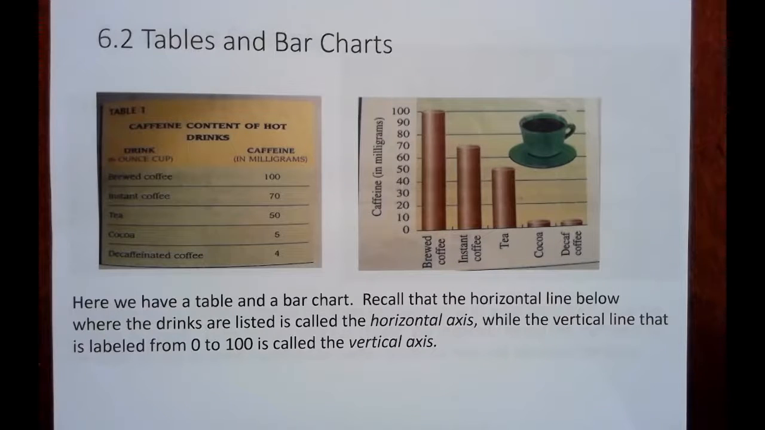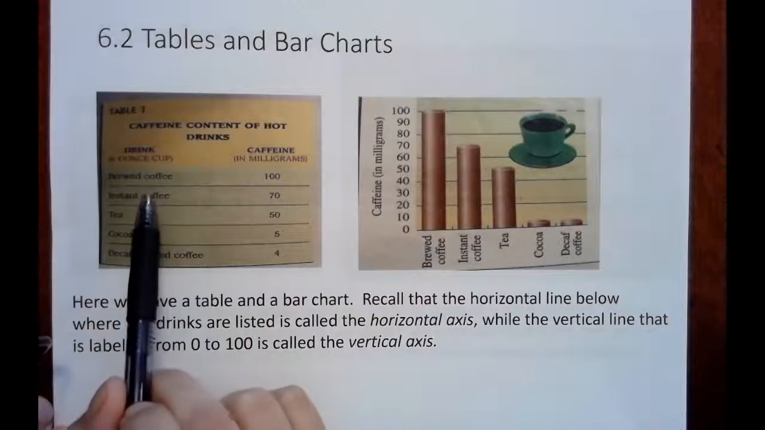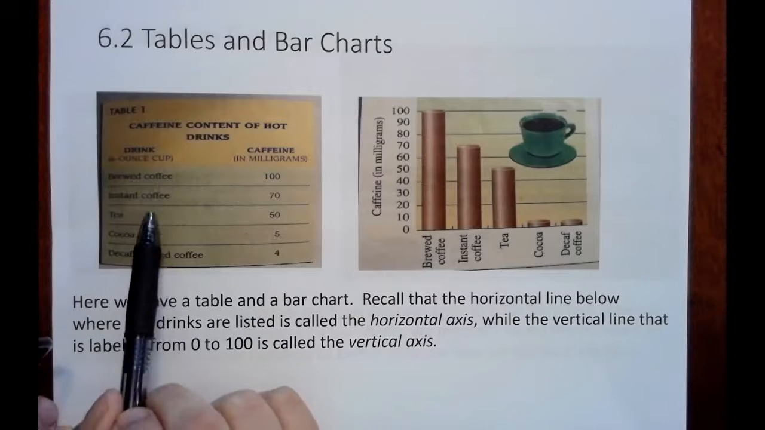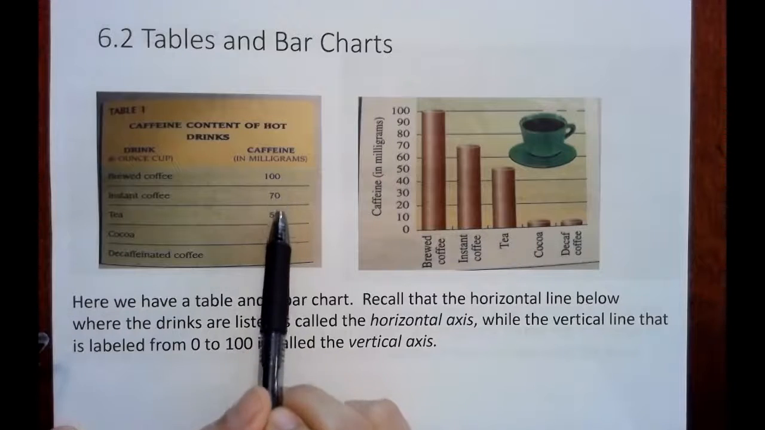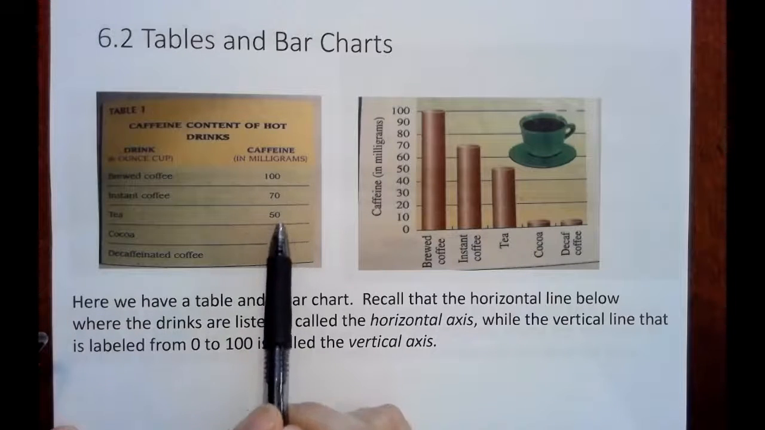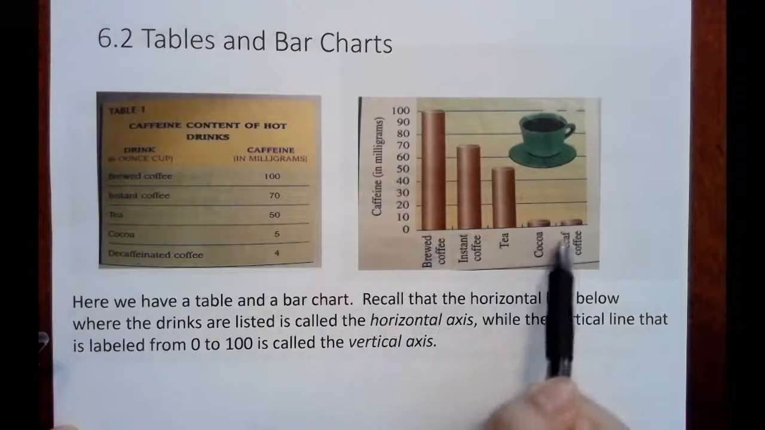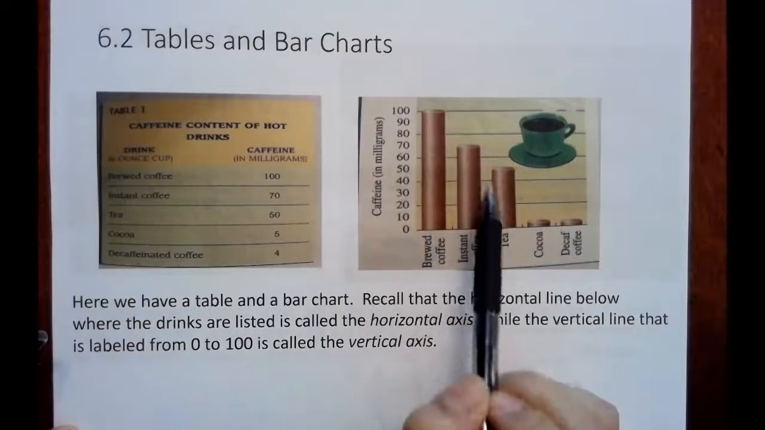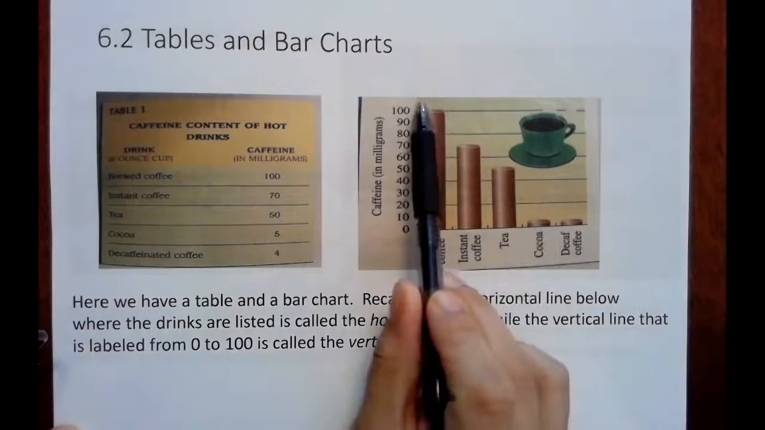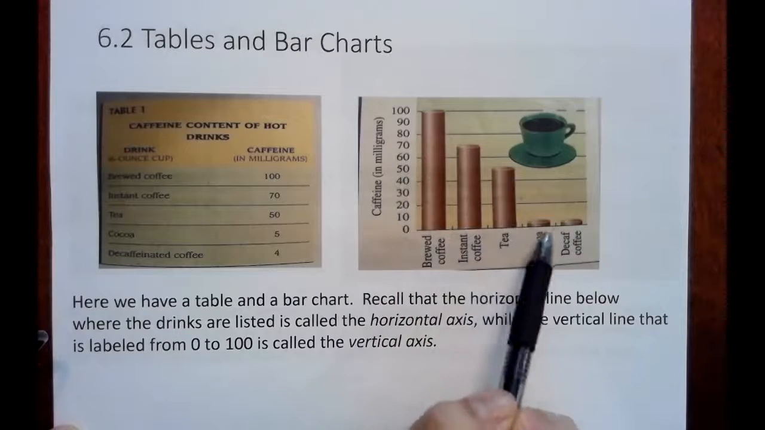Okay, so here we have a table and a bar chart. This table concerns caffeine content of hot drinks. So here you have brewed coffee, instant coffee, tea, cocoa, and decaf. And here's the associated caffeine in milligrams, so 170, 55, and 4. And now you have it here in picture form, which is a bar chart, and it's a lot nicer to see. You can see the difference in the content very easily when you have a bar chart.